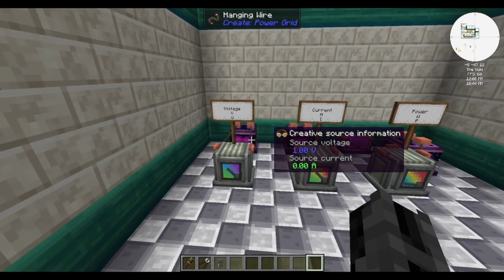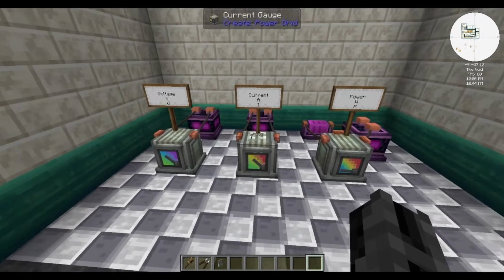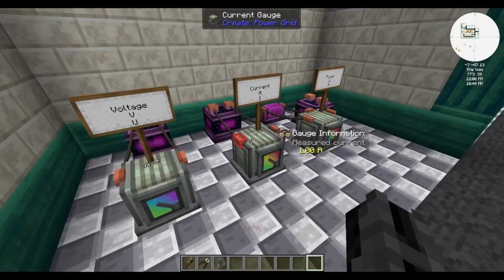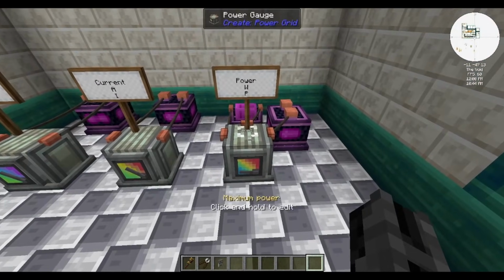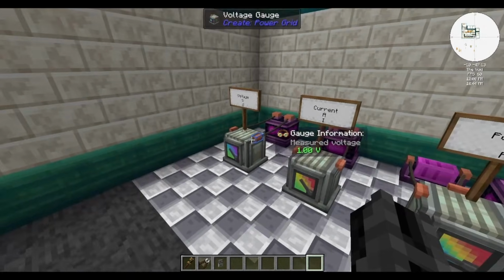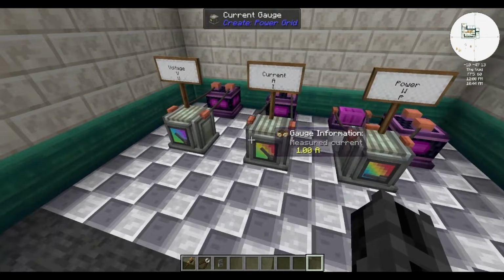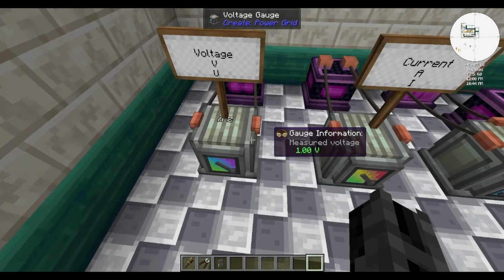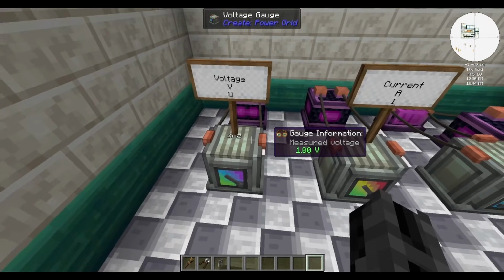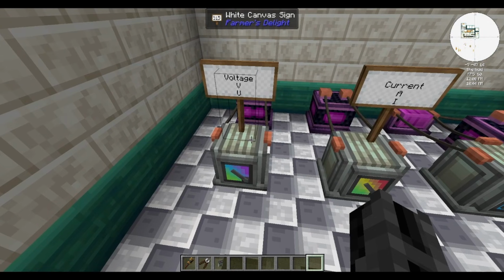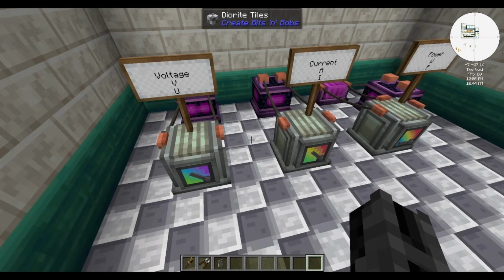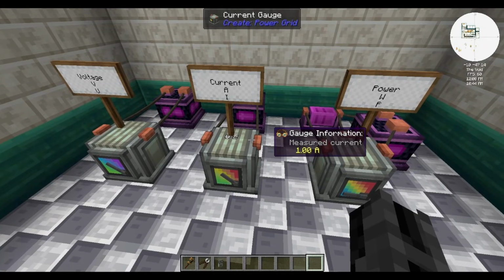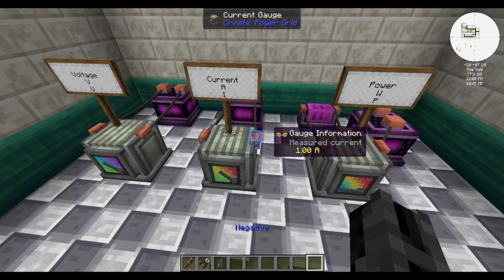So, with real-life electricity, we have three of the main properties, which are voltage, current, and power. Power is current times voltage. And voltage is the difference between two electrical potentials, which means, in simple terms, how much the energy wants to flow from one point to another. On the other hand, current is the amount of flow that's flowing through something.